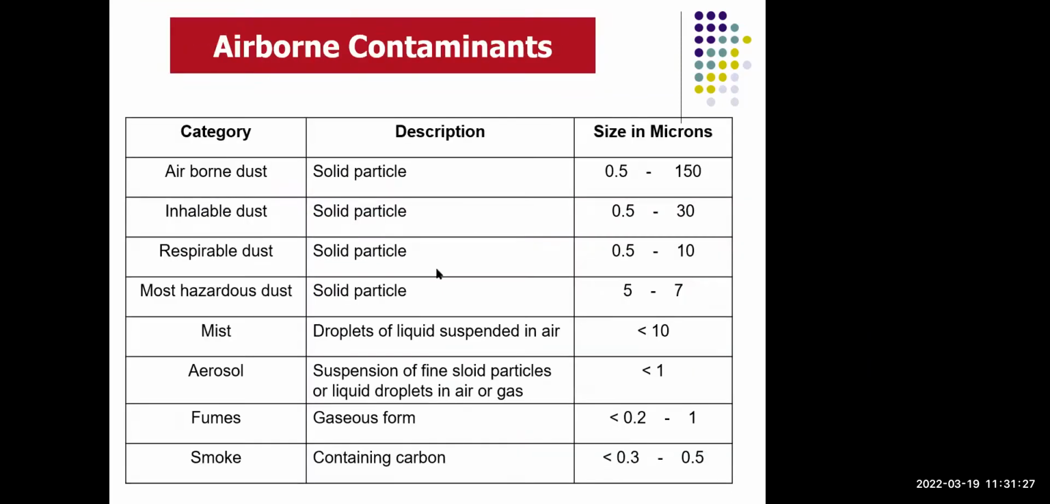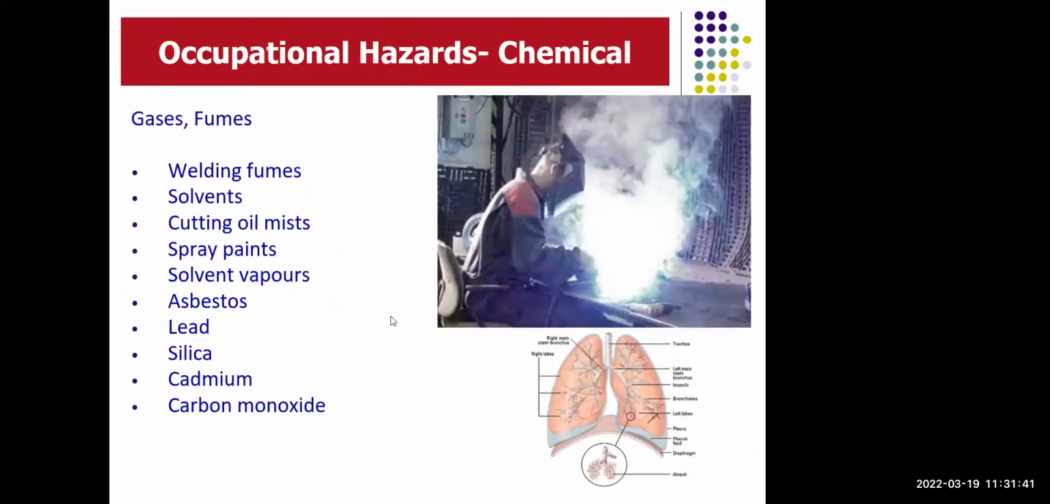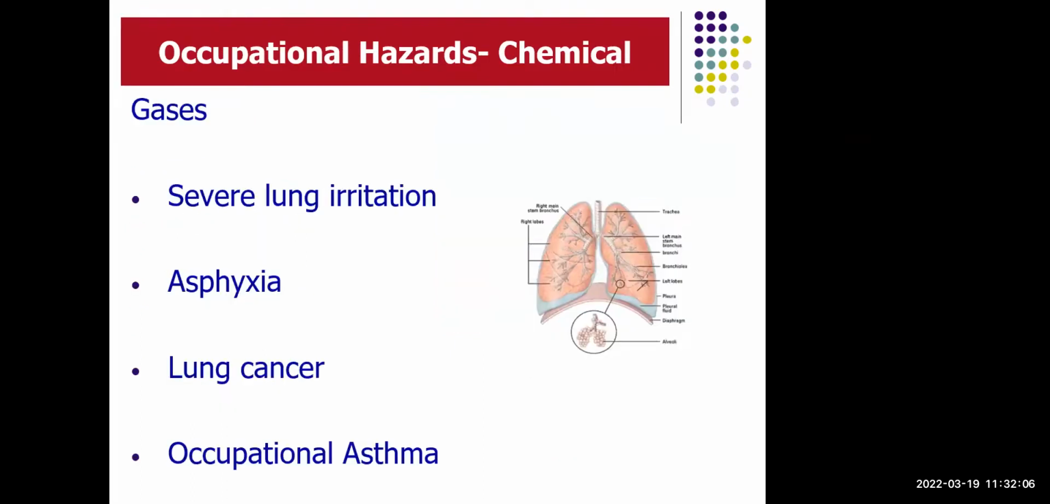So you can see here, airborne dust. This is called respiratory dust because it goes inside. We will not go into details of this, but just for example. Now gases and fumes. In our workplace, there are many occasions where the person may inhale welding fumes, solvents, cutting oil mists, spray paint, solvent vapors, asbestos, lead, silica, cadmium. Practically at the workplace, any chemical can get inhaled, absorbed into the skin, or ingested if your personal hygiene is not good.